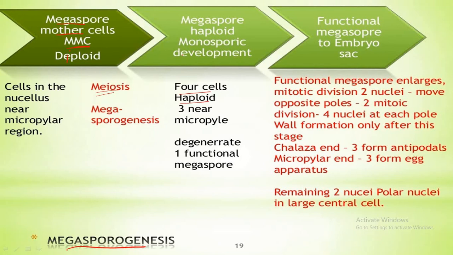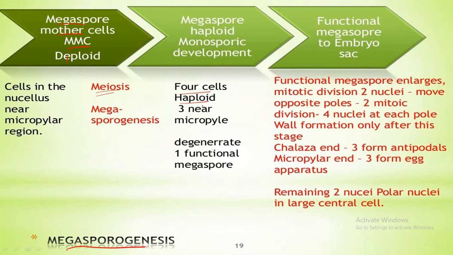Now let us study about the female gametophyte, and in general the development of the female gametophyte, which is also known as the embryo sac, is monosporic as in Polygonum, and in this type of development only one megaspore which is situated towards the chalazal end remains functional, while the remaining 3 megaspores gradually degenerate and finally disappear.